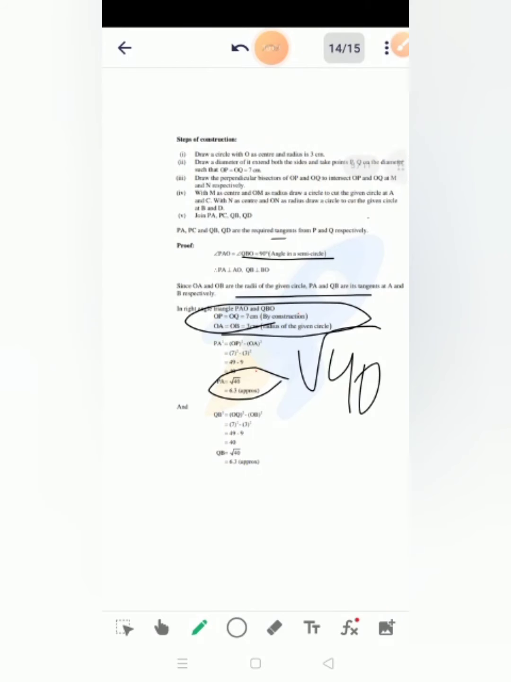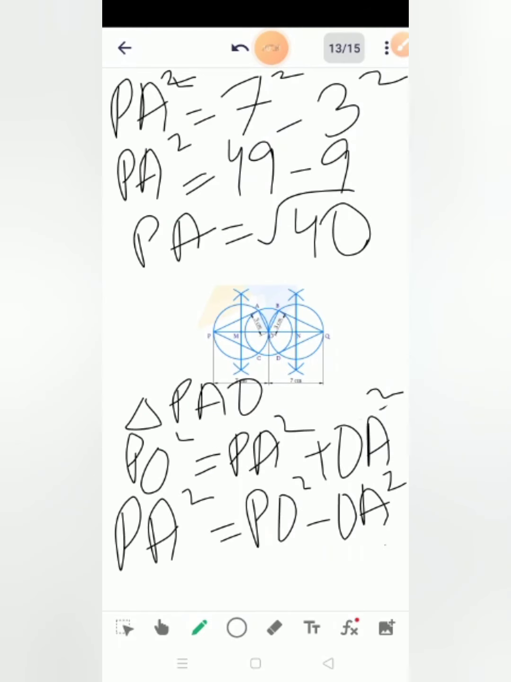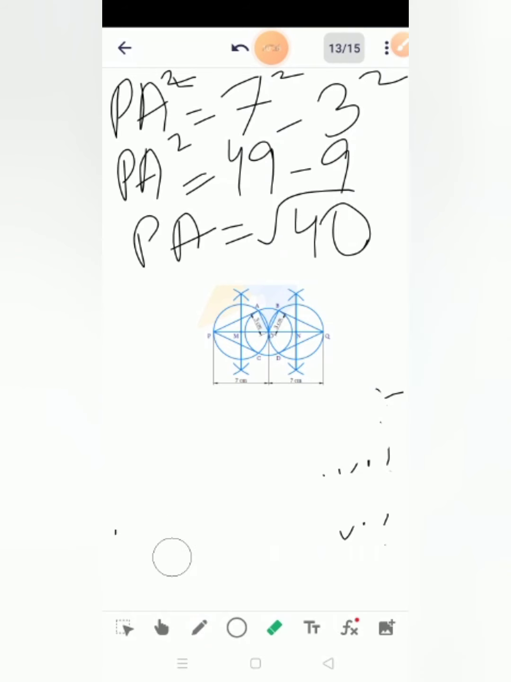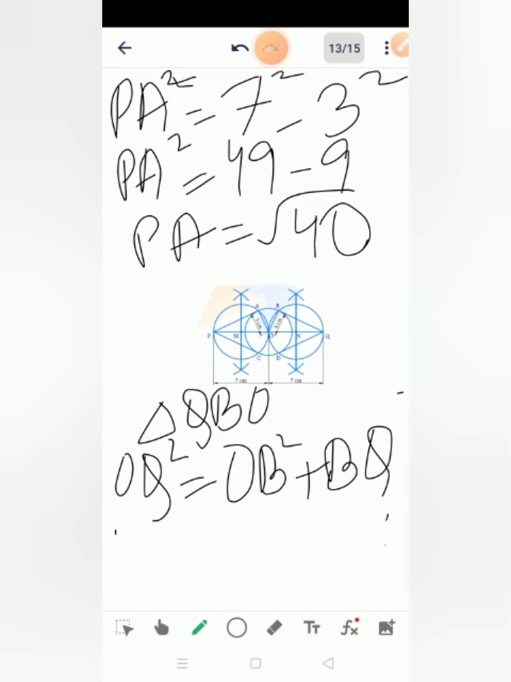Again, you take another triangle. I'm taking another triangle, that is here. Take triangle QBO. When you take triangle QBO, here the hypotenuse is OQ. OQ square will be equal to OB square plus BQ square, and we need to find BQ square from here, that is the perpendicular. BQ square will be equal to OQ square minus OB square.